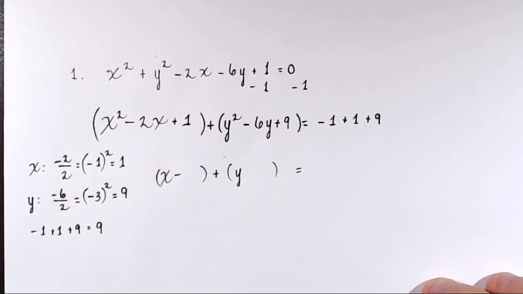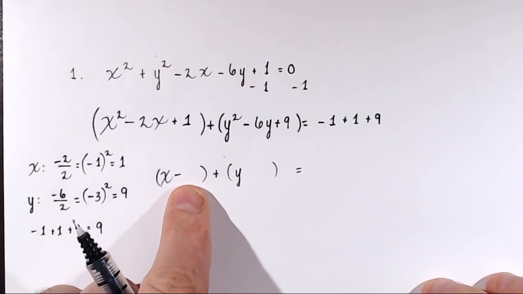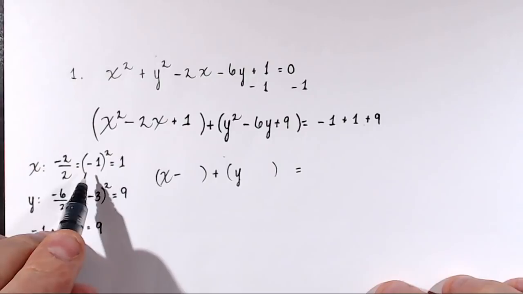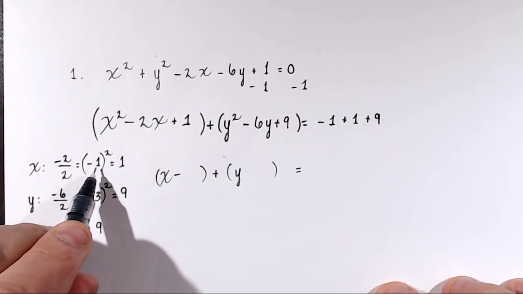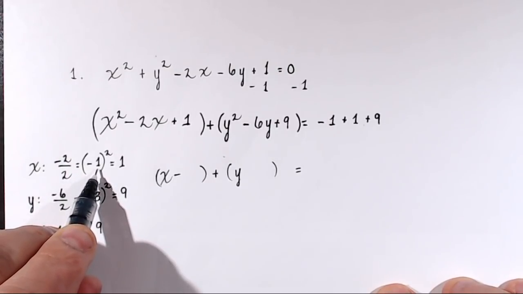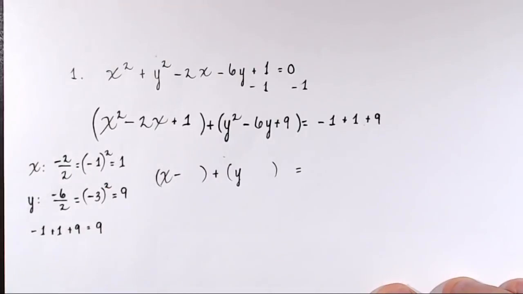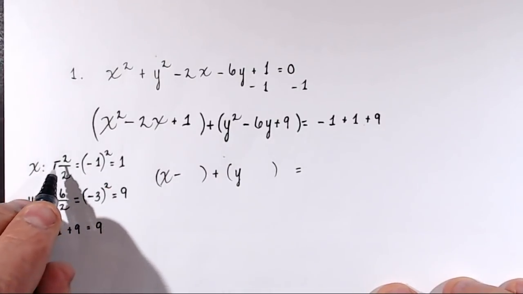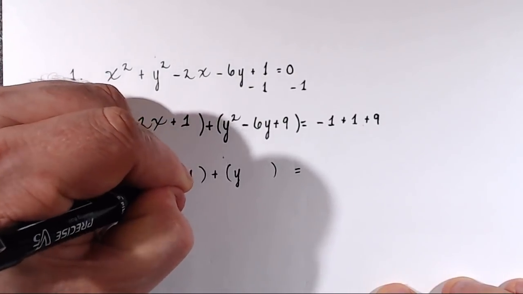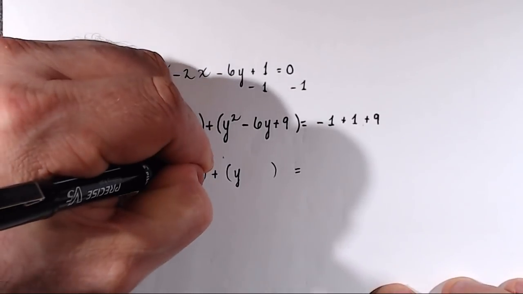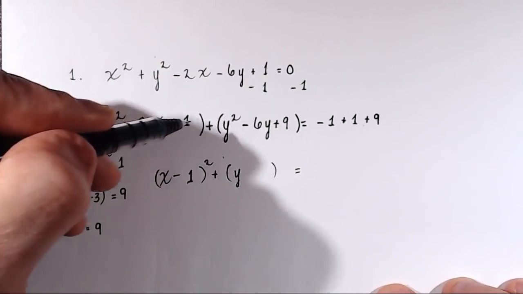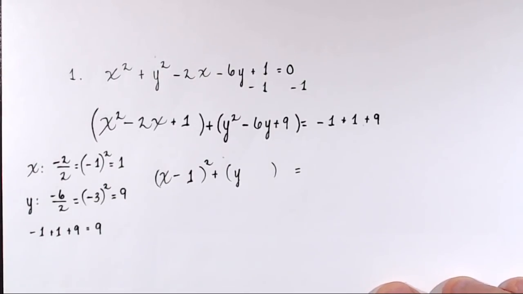So put minus, and the question is, what do I put right there? Well, it's the difference of two squares. So what I'm looking to do is put that number right there, 1, half the linear coefficient. So negative 2 divided by 2 is negative 1. So I've already written the negative symbol, and now I just write 1. And now I square that. So x minus 1 squared, I claim, is equal to x squared minus 2x plus 1.